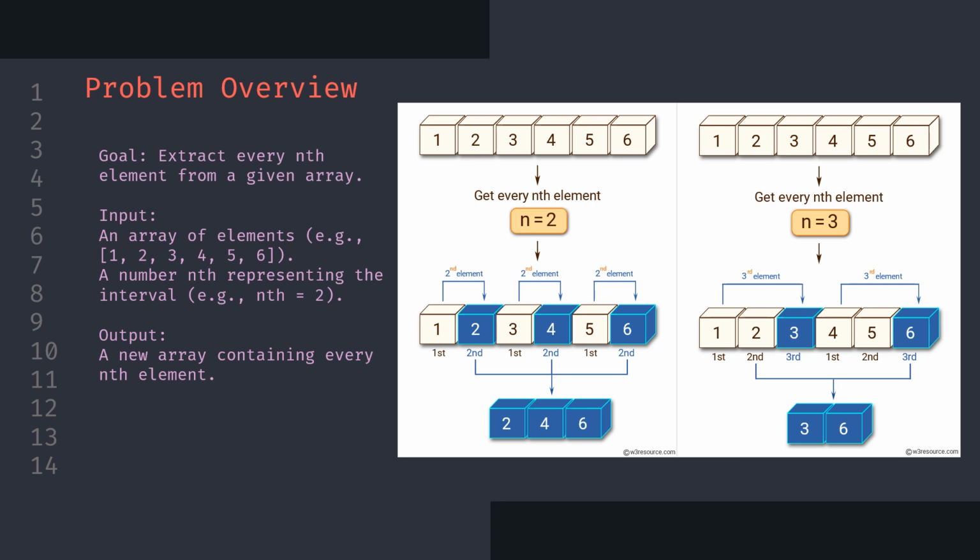The problem is straightforward. We take an array of elements and extract every nth element based on a given interval. For example, with nth being 2, we retrieve the second, fourth, and sixth elements from the array. With the nth being 3, we extract the third and sixth elements.